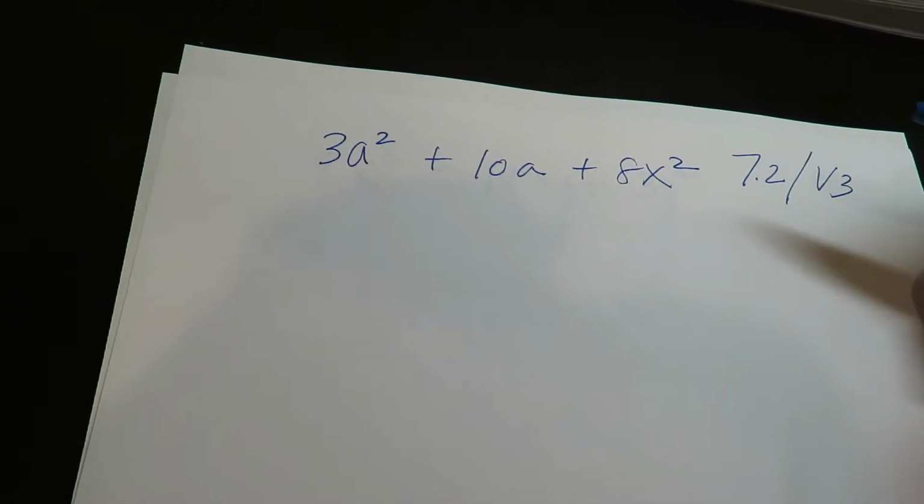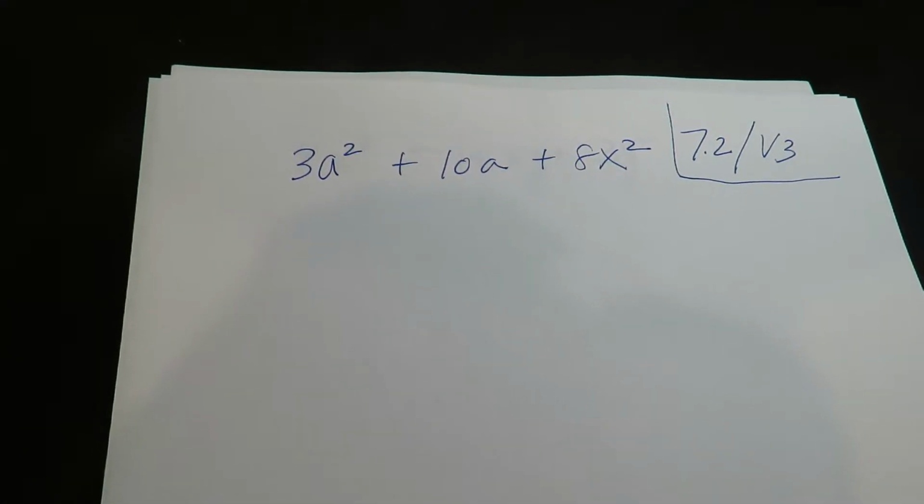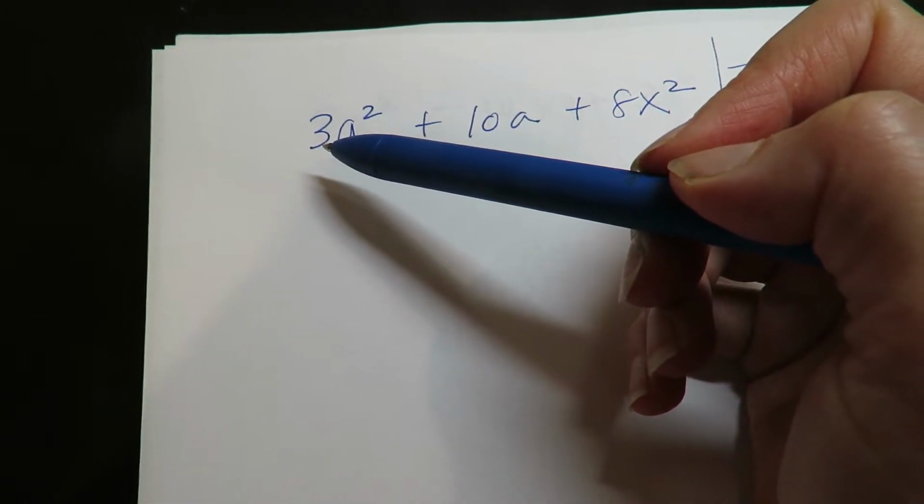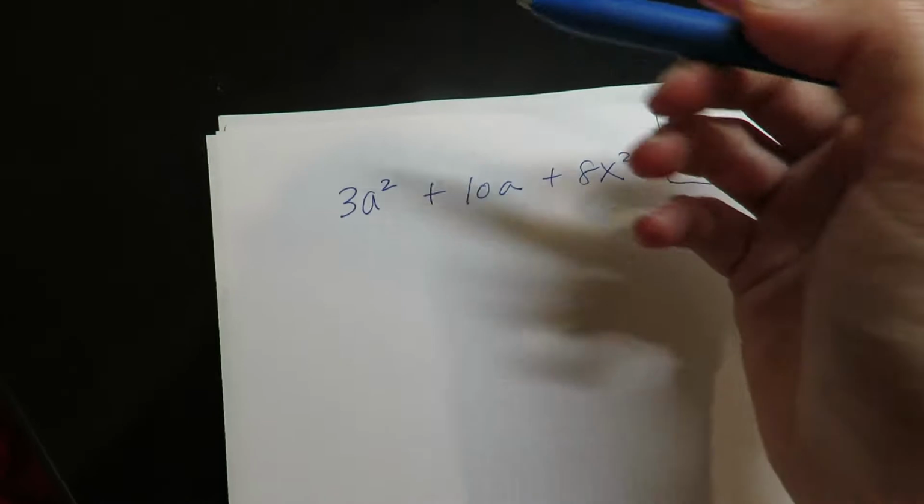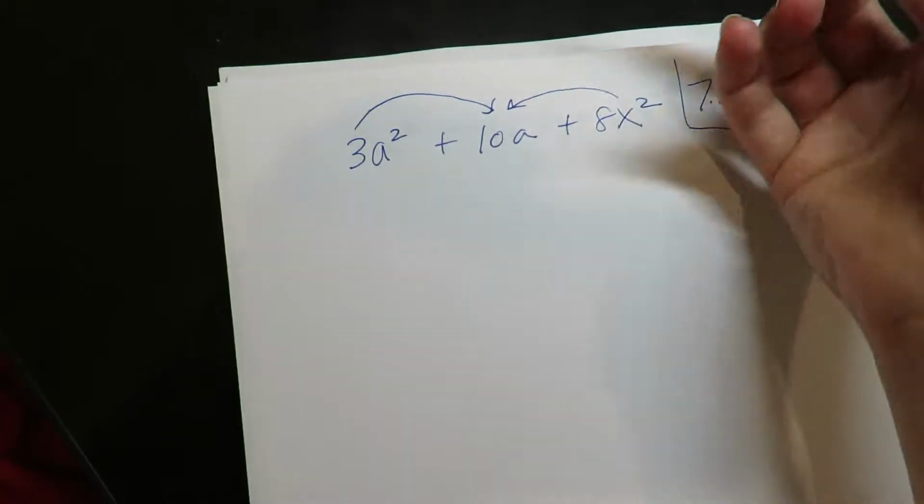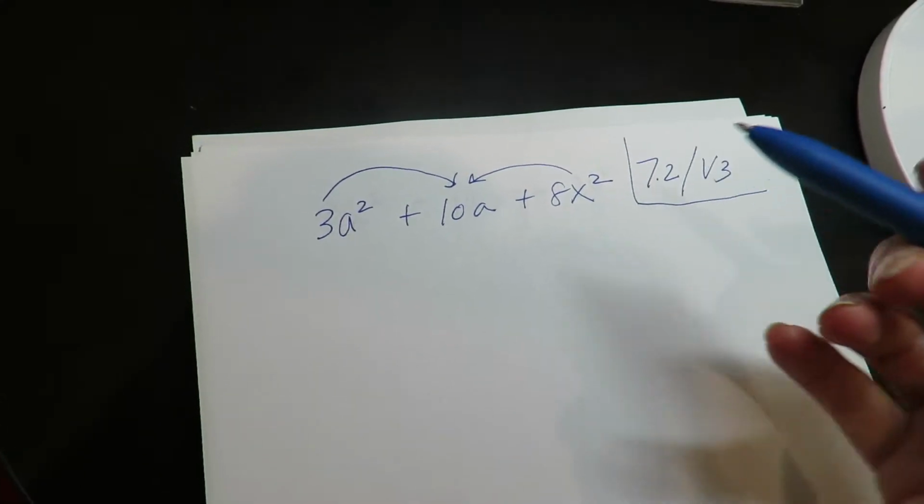Okay, gang, now we're going to do the more difficult cases for 7.2. And what makes it more difficult is that now the leading coefficient is not a 1, it's something else. And what's making it more difficult is both the lead coefficient and the back number.